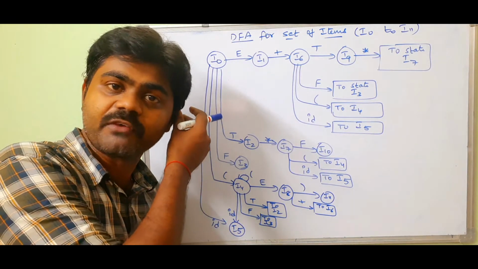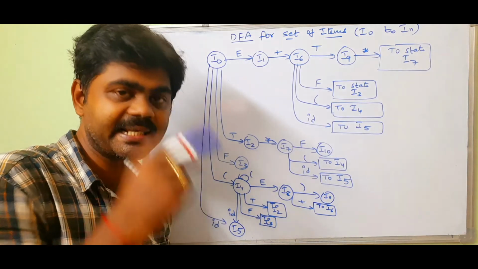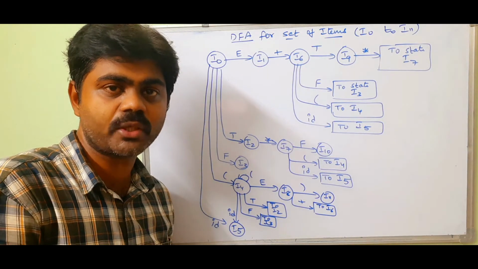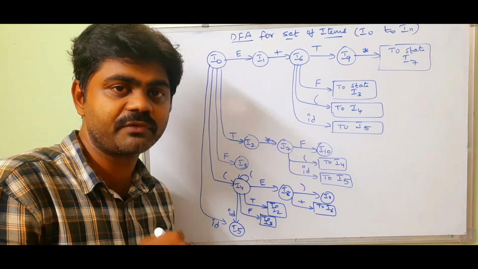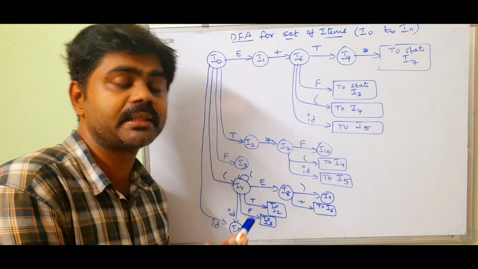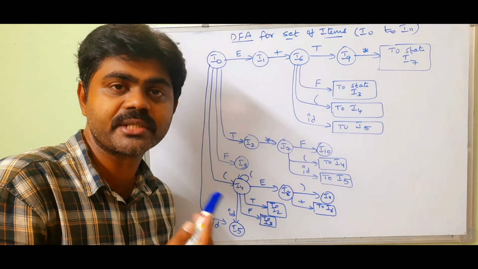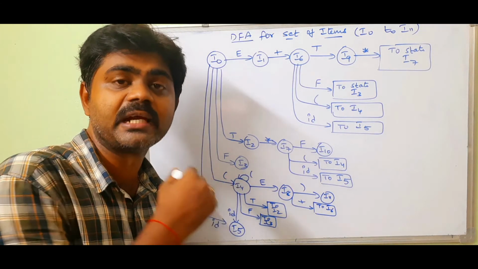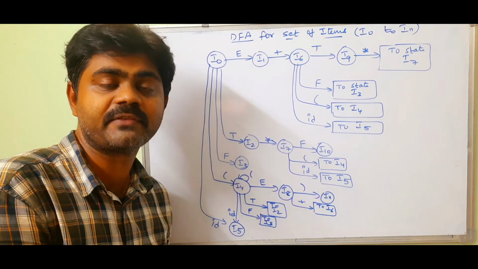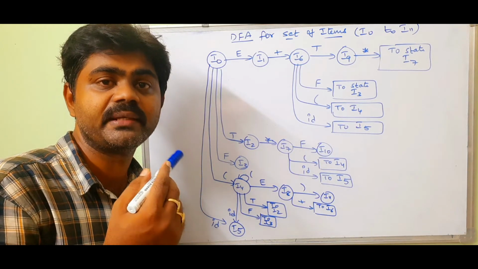If they ask you for 15 marks, it's a direct question, without any choice like A, B bits. So you should write the whole thing: constructing the canonical set of items, finding closure and goto, finding the DFA for that, finding the LR parsing table, and finally parsing the given input.